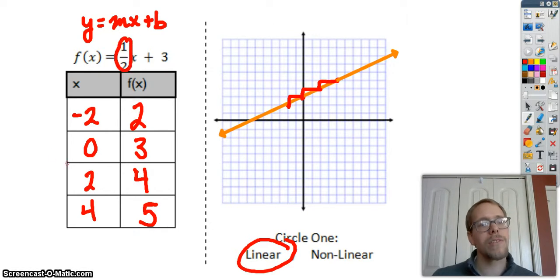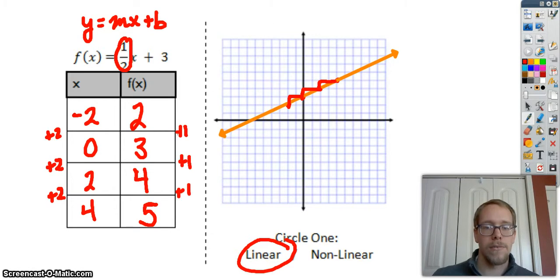But also notice our rates of change here. Rate of change for the input, I'm adding 2 each time. That's constant. And notice what's happening here. My run is adding 2. What is my rise doing? Plus 1. So notice, constant run, constant rise. This is a linear function. But now let's take a look at something else.